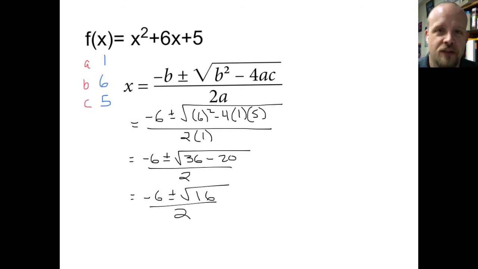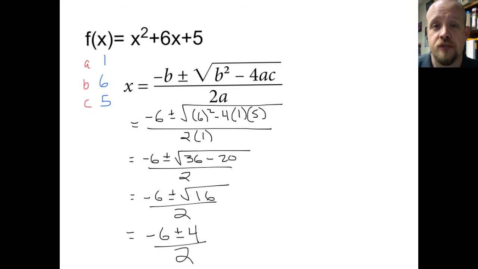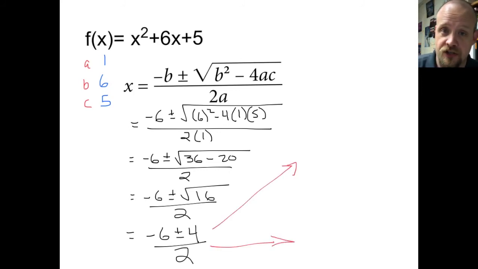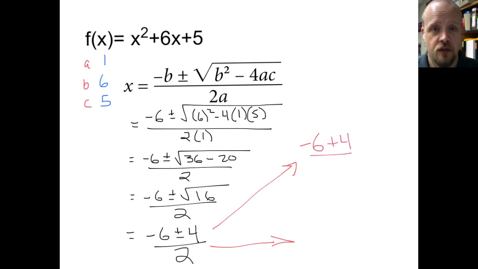Now, here's where this one becomes a lot cleaner or simpler than our last example. What's the square root of 16? Hopefully you remember that the square root of 16 is 4. So we can simplify that square root to negative 6 plus or minus 4, divided by 2. And from here, we'll split it into our two separate problems, our positive and our negative, our addition and our subtraction. Negative 6 plus 4 divided by 2, and negative 6 minus 4 divided by 2.